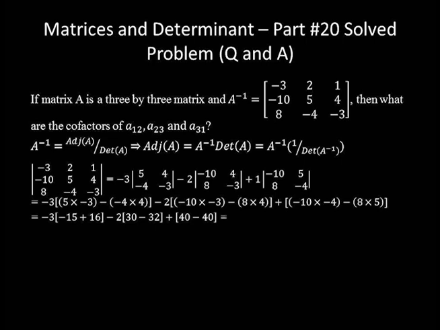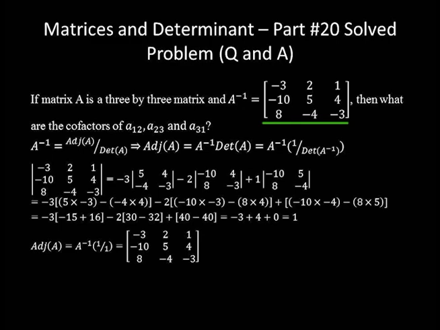Which is equal to negative 15 plus 16 give us 1, negative 3 times 1 is negative 3. 30 minus 32 is negative 2. Negative 2 times negative 2 gives us positive 4. 40 minus 40 gives us 0. Negative 3 plus 4 plus 0 equal to 1. Hence the determinant of A inverse is 1. So adjoint of A equal to A inverse times 1 over determinant of A inverse, which is 1. 1 divided by 1 is 1. 1 times A inverse is A inverse itself. Therefore, adjoint of A is this 3 by 3 matrix.